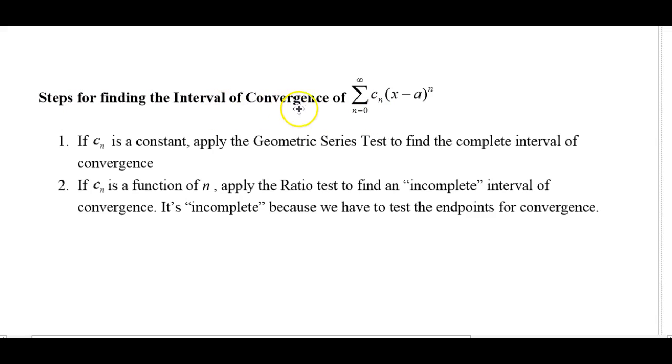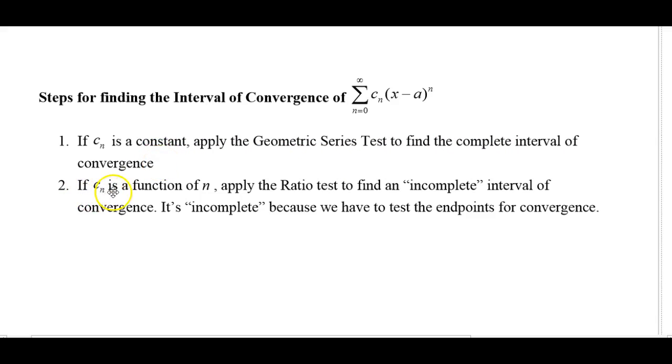So we're trying to find the interval of convergence of a power series. Here's a general power series representation: c sub n times (x minus a) to the n. Well, if c sub n is a constant, so if c sub n actually happens to be just a number, then we're going to apply the geometric series test to find the complete interval of convergence. That's the best possible scenario.